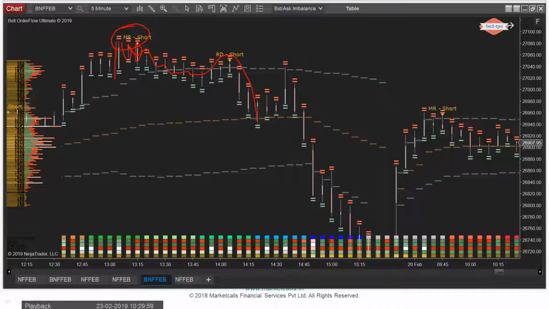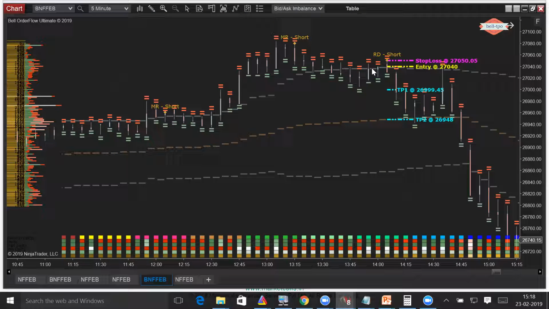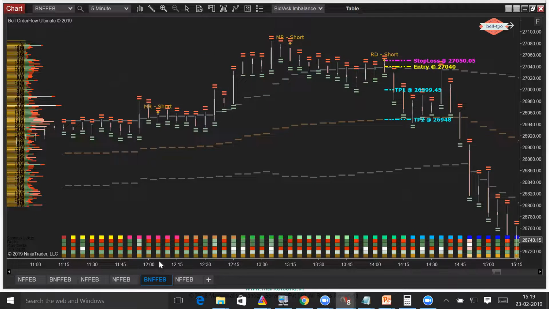And so these are the ones which happened recently, right? So the RD signal is a different signal. It's called the reversal delta. So probably I'll talk about it in the second part of the day. So let's look into this MR.